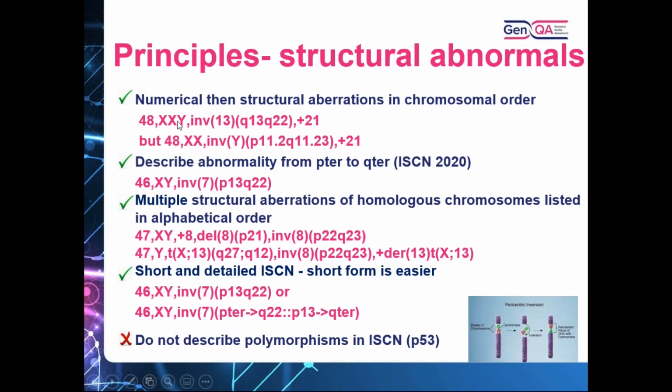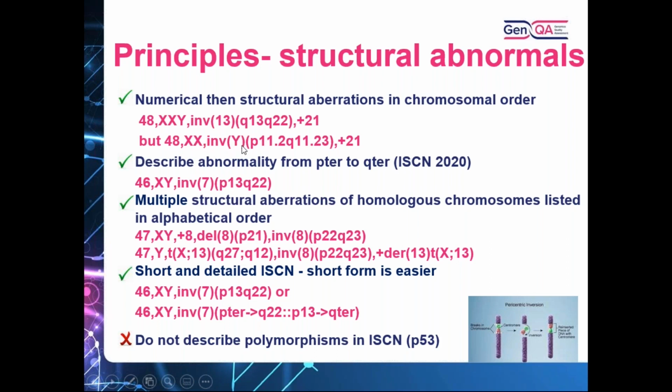So in this particular case, you've got 48, XXY, you've got an inversion 13, because you've got a normal 13, and this is the change of a chromosome 13. It's not plus, it's not additional, but you have got 3 copies of 21, so you've got plus 21. But also remember, with the sex chromosomes, you've got 48 chromosomes again, because you've got an additional 21. You've got the common inversion Y.